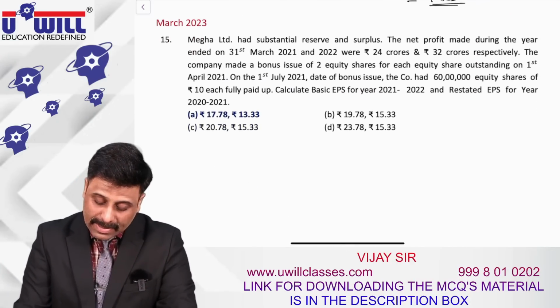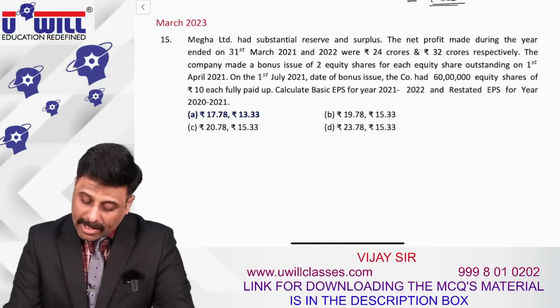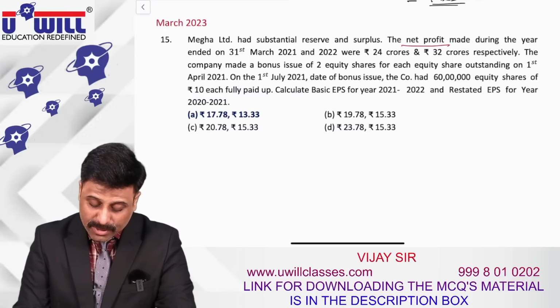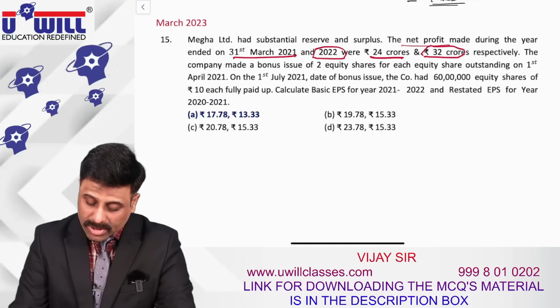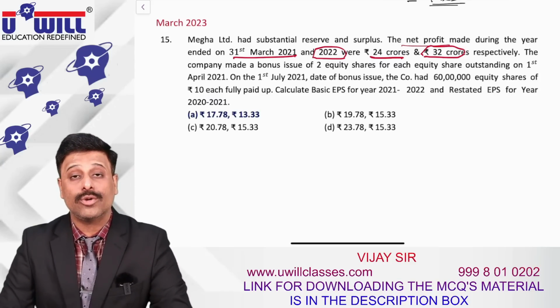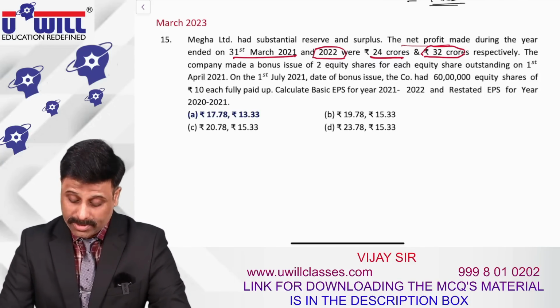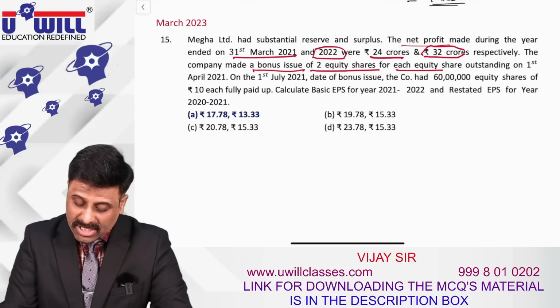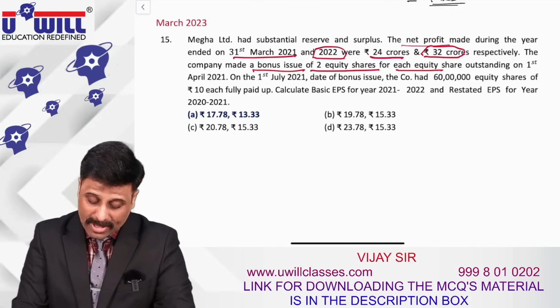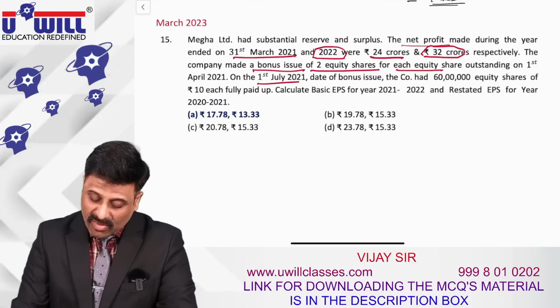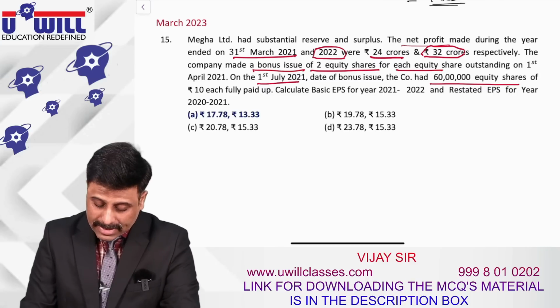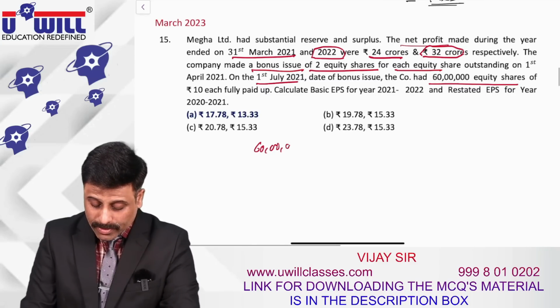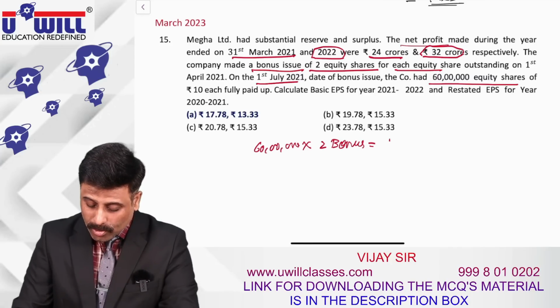Mega Limited had substantial reserves and surplus. The net profit made during the year ended on 31st March 2021 and 2022 was 24 crores and 32 crores respectively. 21's profit is 24 crores, 22's profit is 32 crores. The company made a bonus issue of 2 equity shares for each equity share outstanding on 1st April 2021. Now on 1st July 21, the date of bonus issue, company had 60 lakh shares. So 60 lakhs into 2 bonus, bonus given would be equal to 1 crore 20 lakh shares.